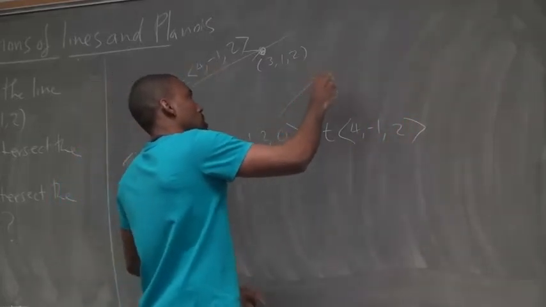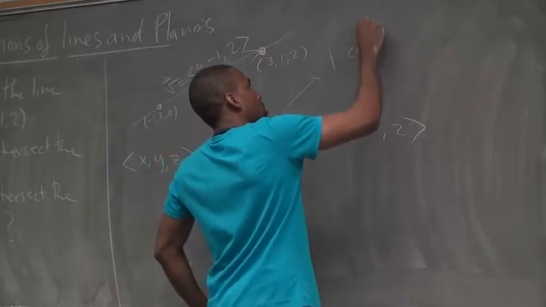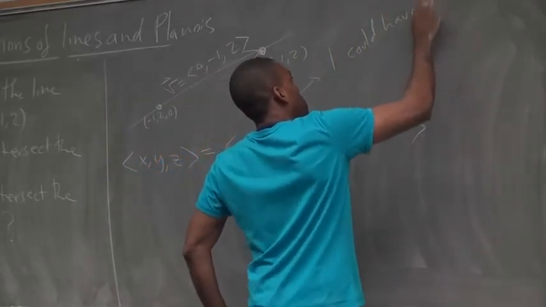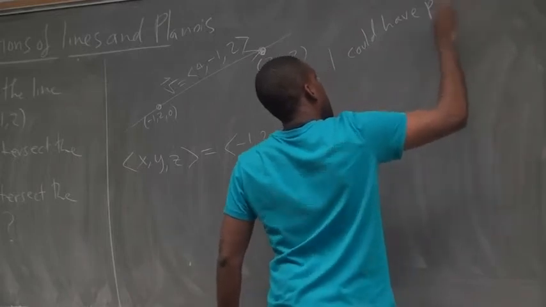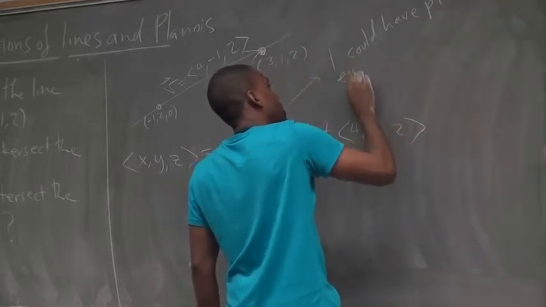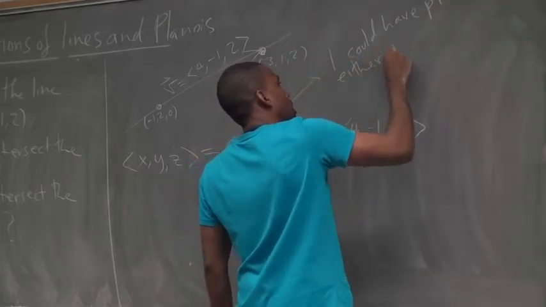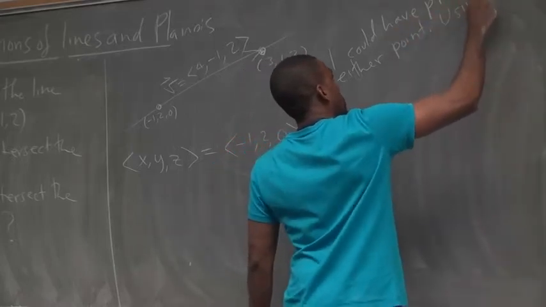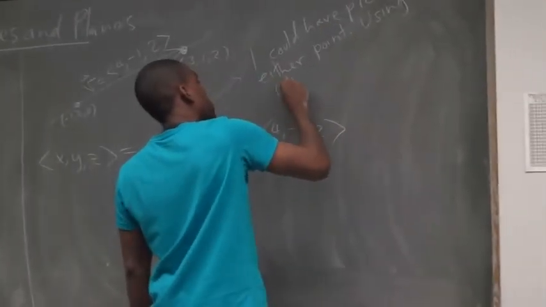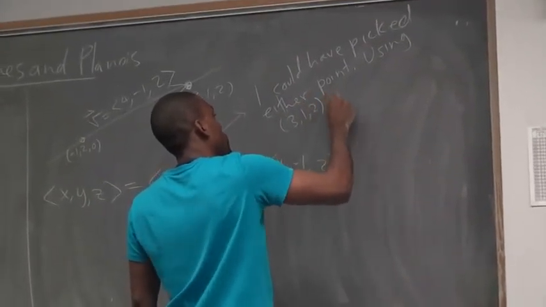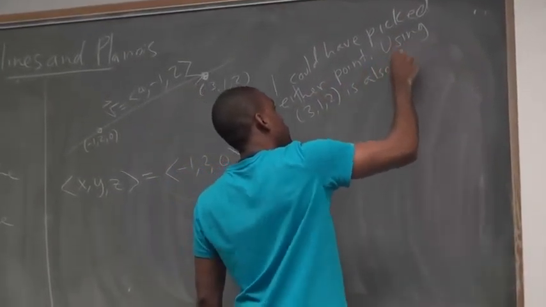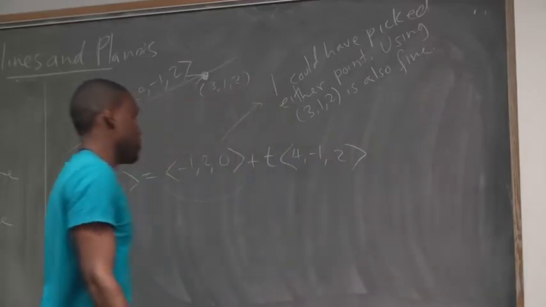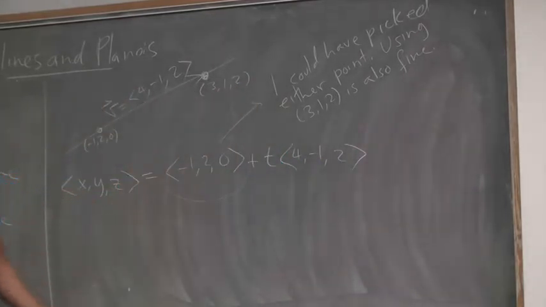Here, I could have it at a point using 3, 1, 2 is also fine. I just avoided it because this one had a 0 and I figured 0 is going to be easier to work with computation. Are you supposed to write it with point in brackets, or?